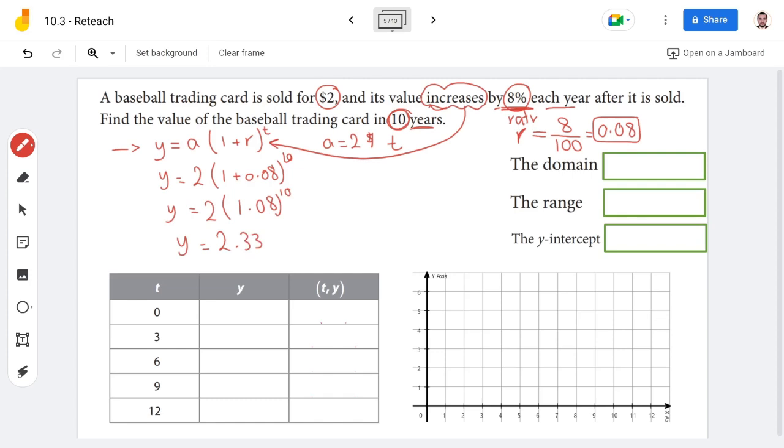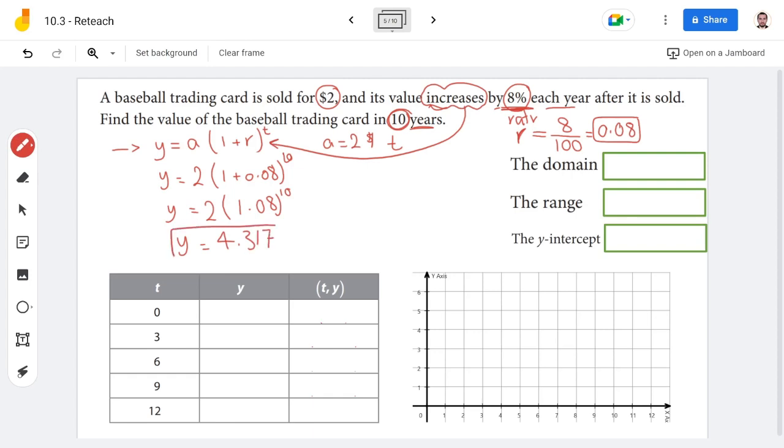Oh my God, I put 2. Sorry, it's not 2.33. Now let's erase this. Okay, to the power of 10. So the answer is 4.317.